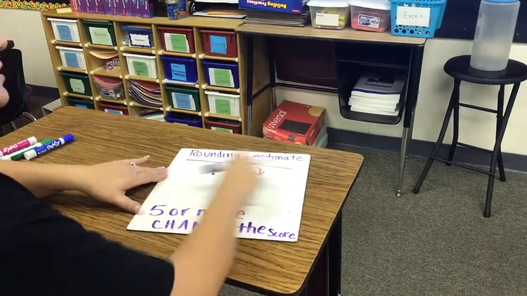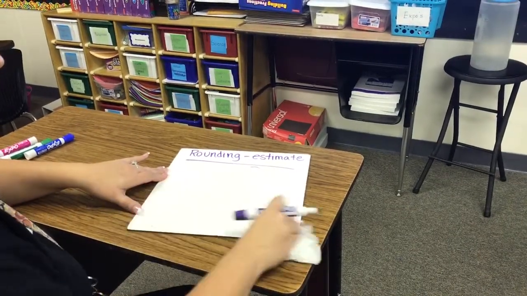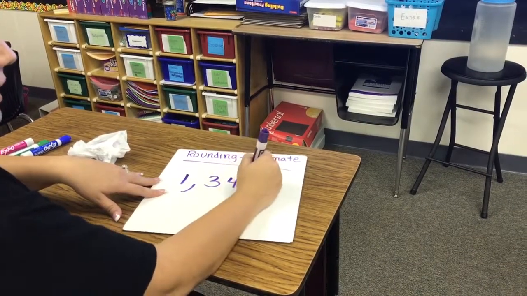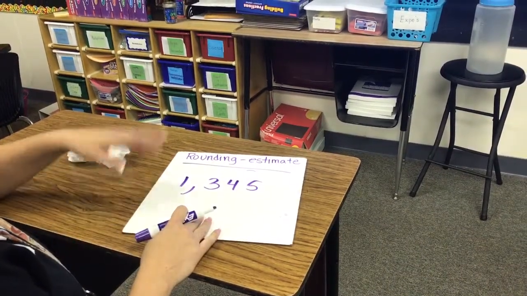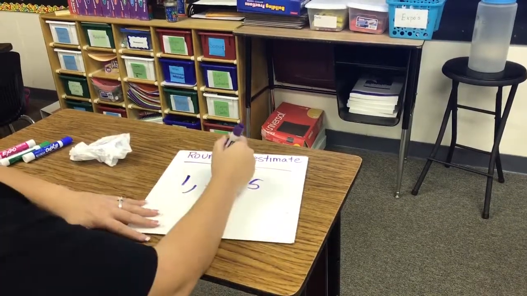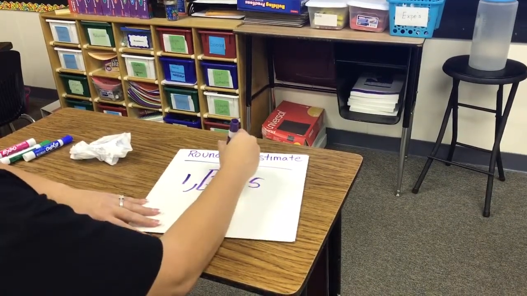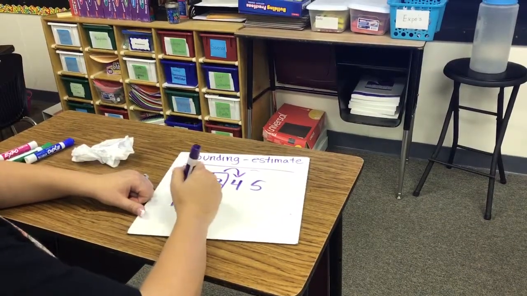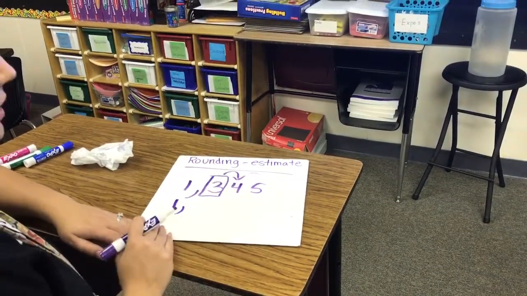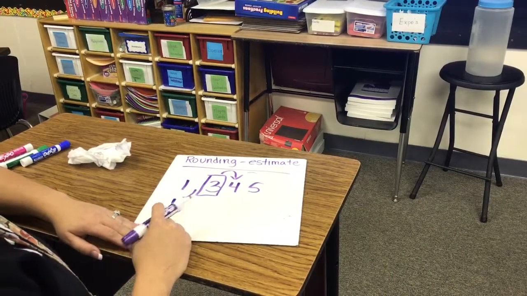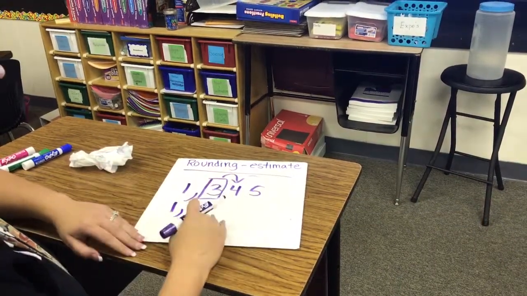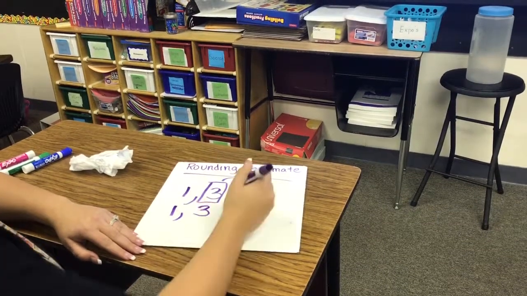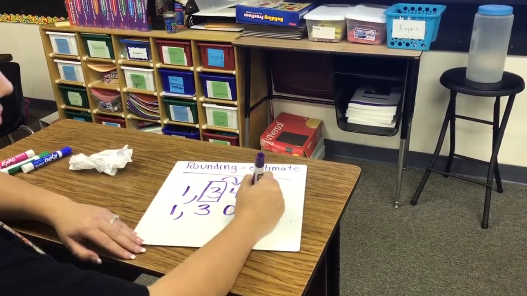This also works if you have a number like 1,345 and we round it to the nearest 100. I can go to the hundreds place, put a box, draw an arrow to its neighbor. Everything before the box stays the same. So now I'm looking. It's a 4. So I know that 4 is 4 or less. We let it rest. It stays the same. So my number stays the same. And I add 2 zeros for the 2 places after.